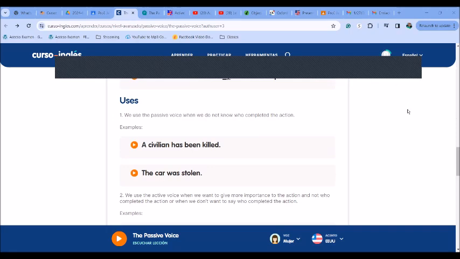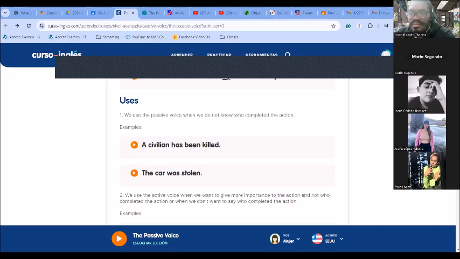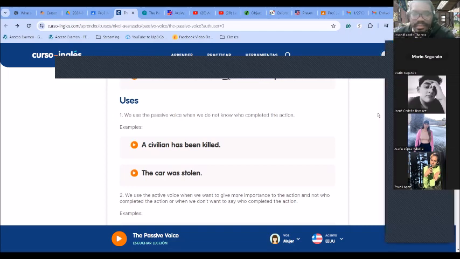We use the passive voice when we do not know who completed the action. Examples: a civilian has been killed. The car was stolen. All right, notice we don't have a by because we don't know who the subject agent was. We don't know who the actor was. So we don't have a person. So we focus on the action.